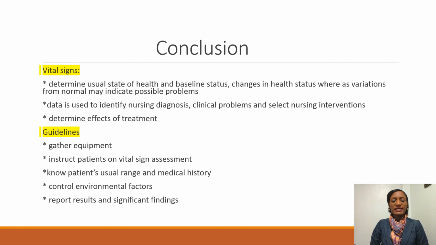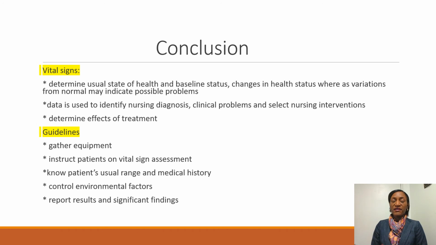In conclusion, I would just like to highlight a few important points on vital signs. Vital signs are used to determine the usual state of health and baseline status of a patient. They are also used to show changes in the health status, whereas variations from normal may indicate a possible problem. The data gathered from vital signs is used to identify nursing diagnoses and clinical problems, and for you to be able to select nursing interventions. Vital signs determine effects of treatment.